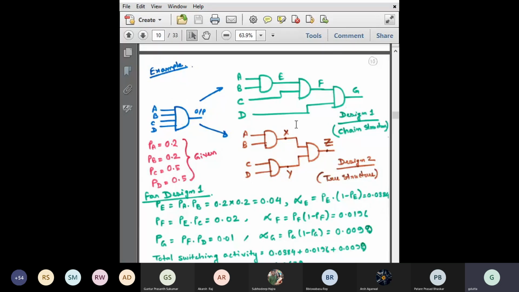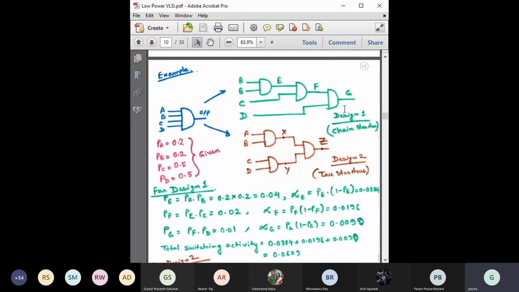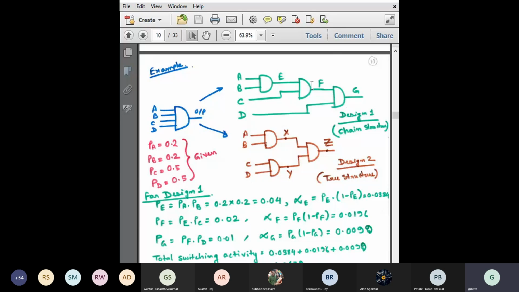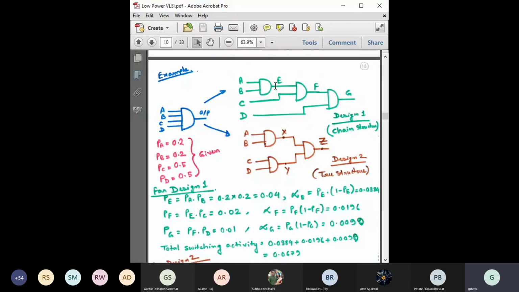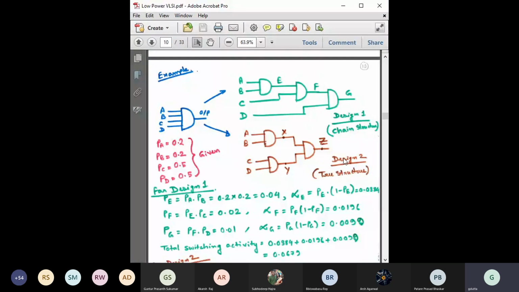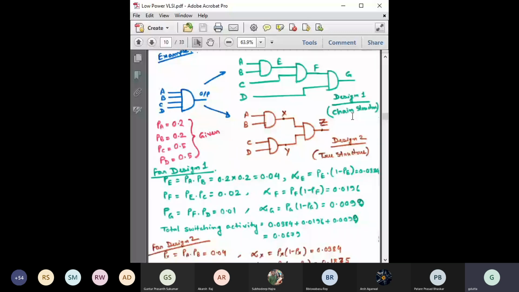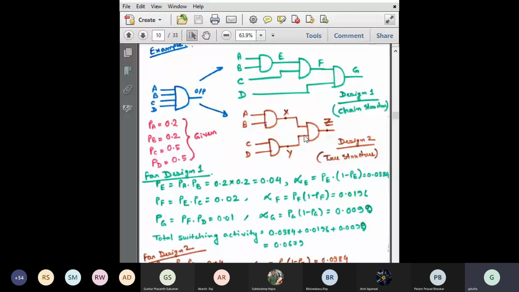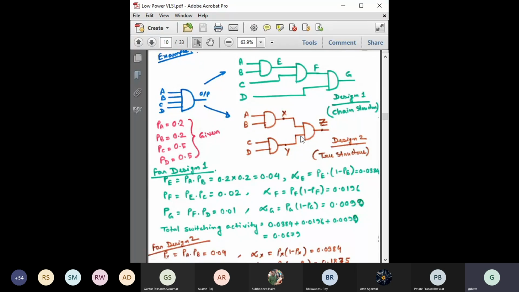Suppose designer 1 designs it like this: A, B, C, D. The output of these two connects with this, and the output of this is connected with this. So this is one of the designs. The second designer designs it like this. The output of both is the same, no doubt in that. Now let us analyze these two designs from the power dissipation perspective, or from the switching activity point of view.